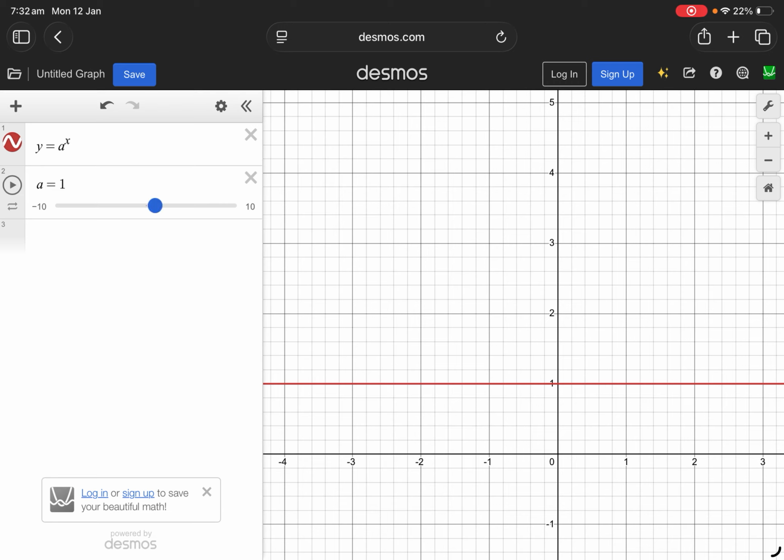So that's why we're just dealing with the values of a being greater than 1. This is where we really see this exponential curve shining through. But that's just us introducing the exponential function.